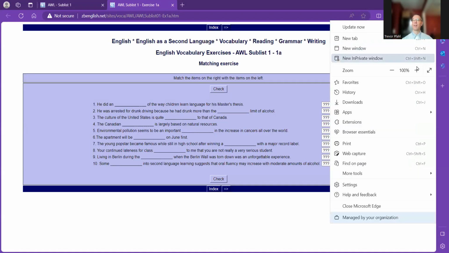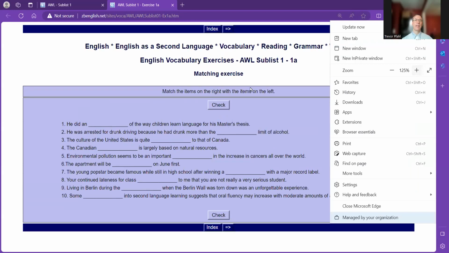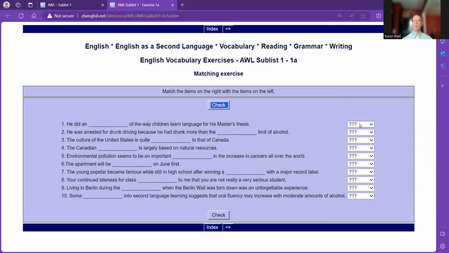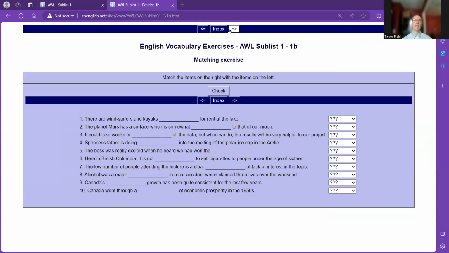And I'll make this a bit bigger. Basically, what you're looking to do is they give you a section of those words in the column, and you're choosing and matching the definition. When you're finished, you can check your answers and you can see how you're doing. And then from there, you would go to the next exercise and you would work your way through using and practicing these words in this section.